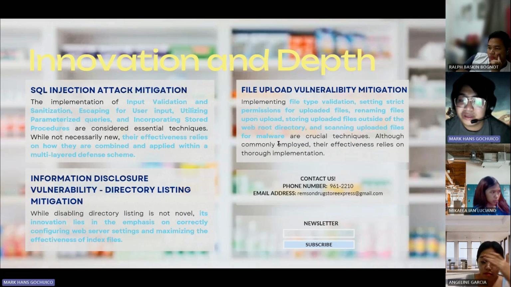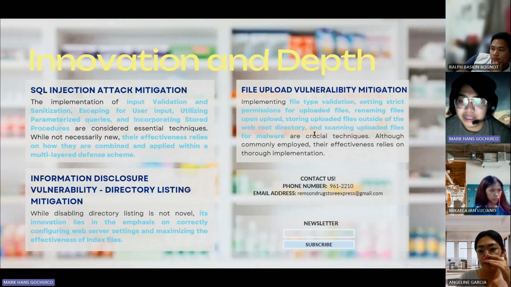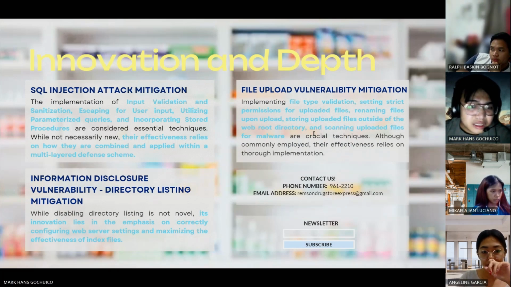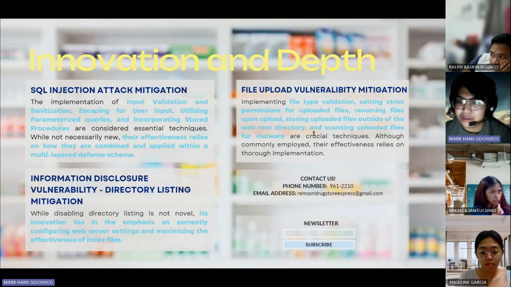Second, the information disclosure vulnerability, directory listing mitigation. While disabling directory listing is not novel, its innovation lies in the emphasis on correctly configuring web server settings and maximizing the effectiveness of index files by explicitly controlling directory contents and preventing directory listing. The risk of information disclosure can be significantly reduced.